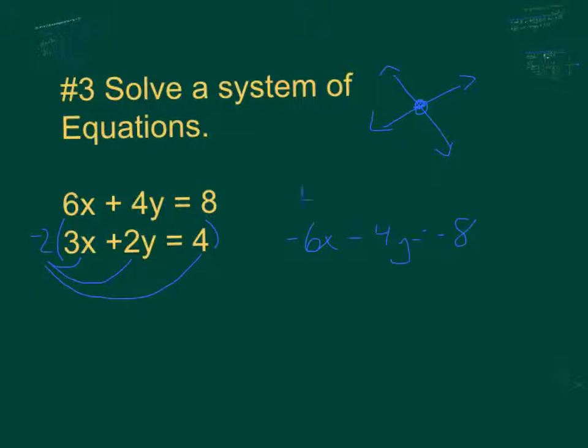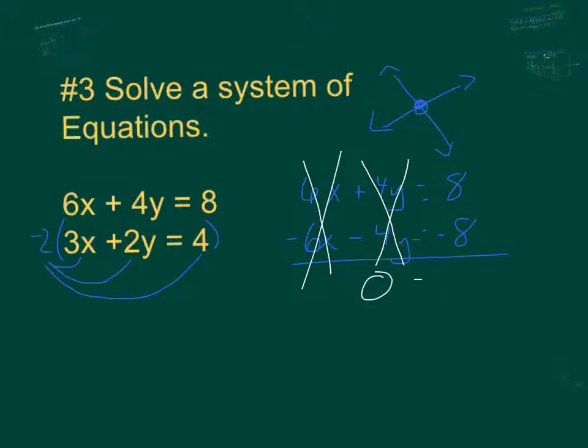The top equation, we haven't done anything to. You just copy the top equation. All right, now add your x's together. 6x plus negative 6x is 0x. And 4y plus negative 4y is 0y. What? So the x's and the y's disappear. That's kind of funny. And notice 8 and minus 8, they also disappear. You get 0 equals 0.